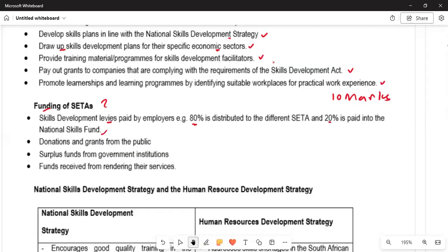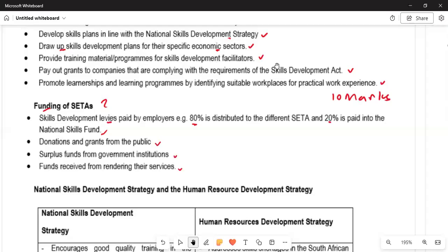So it makes 100% all in all. So the 80% is whereby it's going to agri sectors, is going to go to farming, is going to go to educational sector and all stuff. So that is that. They also get funds from the donations and grants from the public. Also, they get their funds from government institutions. Also, they get funds received from rendering their services. So this is how the SETA is funded.